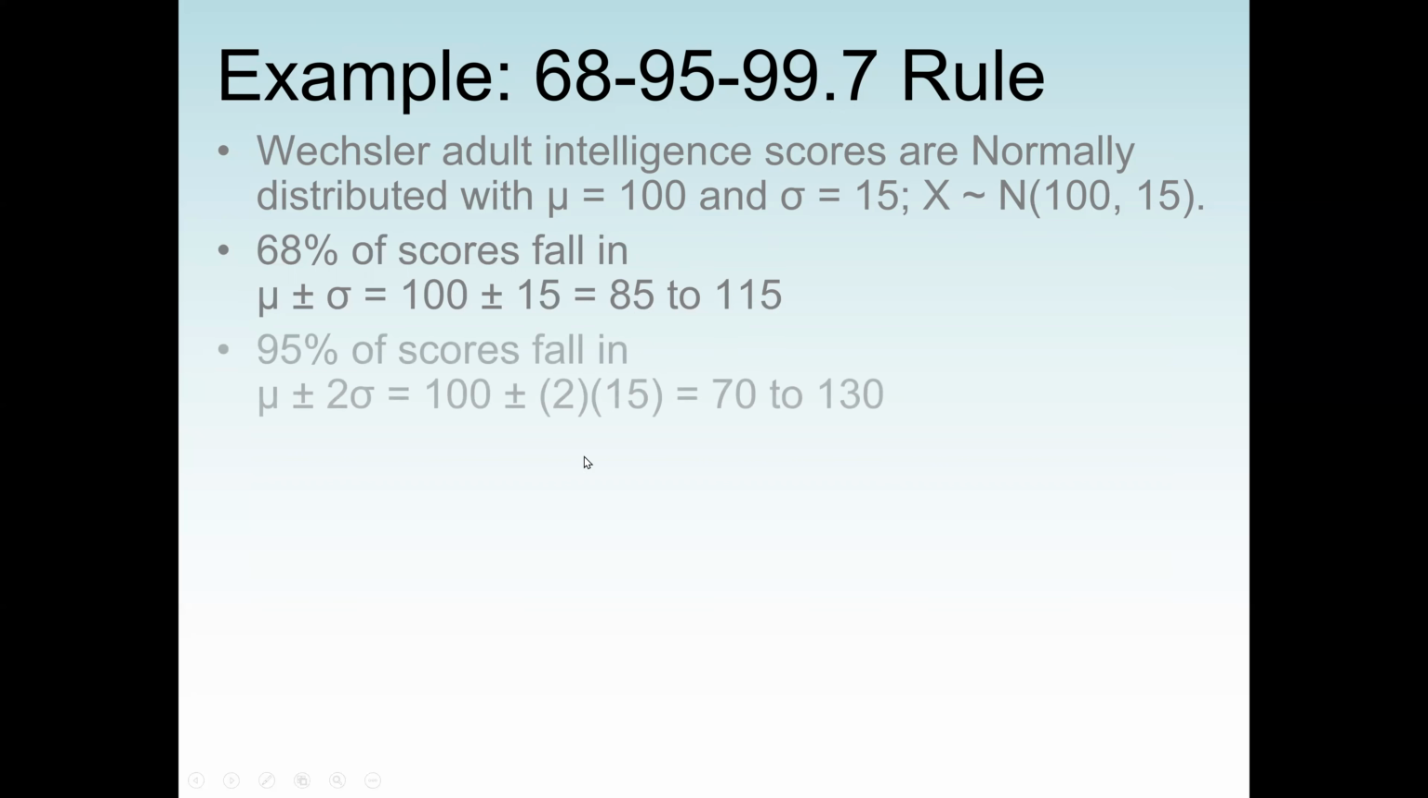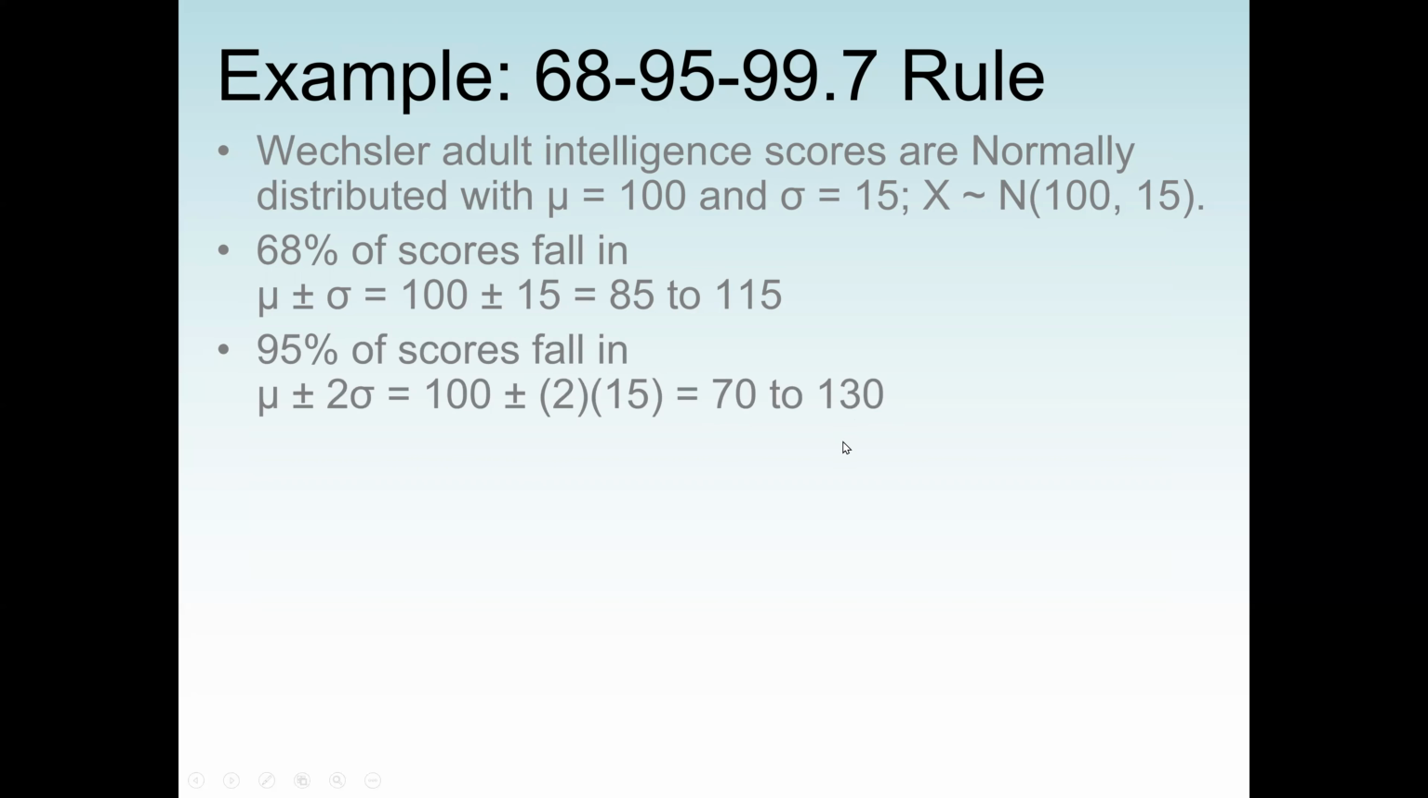Then the same thing, we can find the 95% of the scores. That would be plus or minus 2 standard deviations of the mean. So that would be 100 plus or minus 2 times 15, and 2 times 15 is 30. So we subtract 30 from 100, and we add 30 to 100. So it will be between 70 to 130.